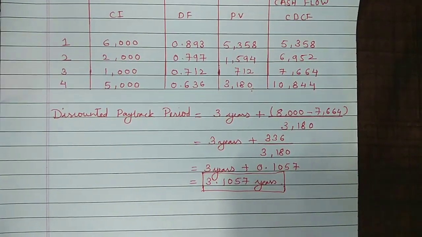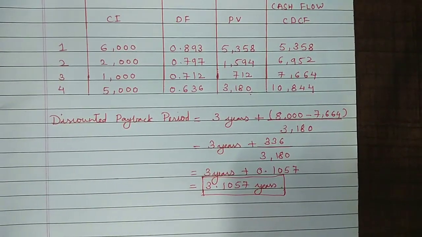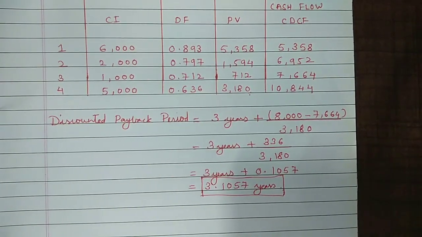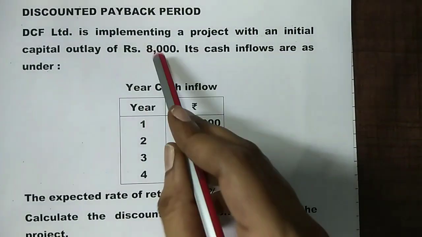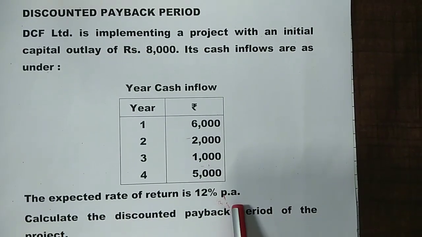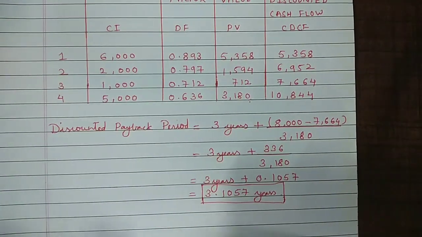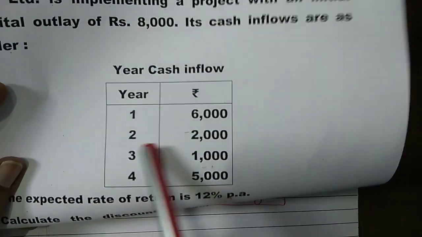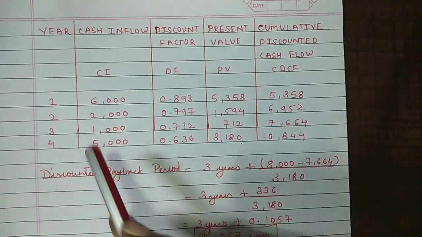So I hope you have understood how easy it is to calculate even the discounted payback period. Now a quick revision of the same illustration. They have given you all the information: the initial investment, the cash inflow, and the expected rate of return. This expected rate of return is useful for the computation of your discount factor. So what we have done is take the year and cash inflow as it is, over here in the solution.